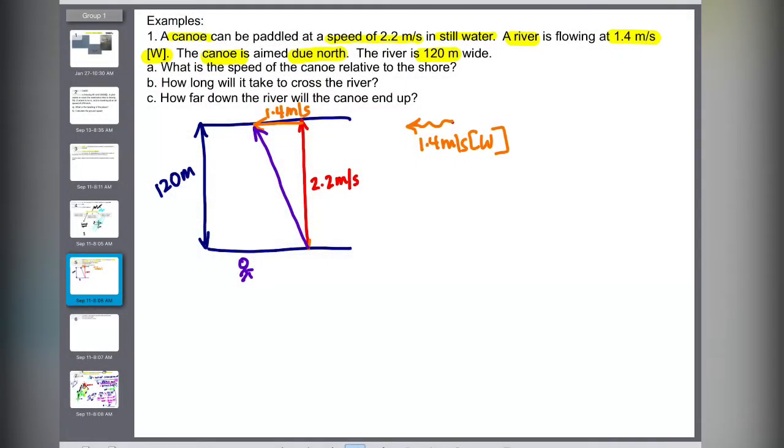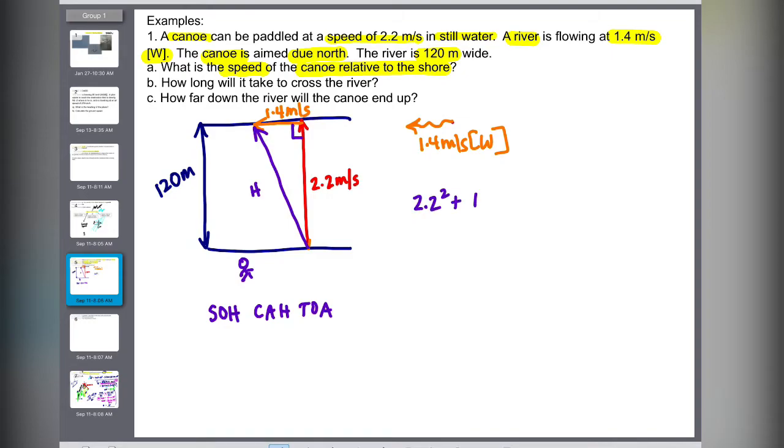Okay, so question A asks, what is the speed? So I need to find out what is the speed of the canoe relative to the shore. That means this purple one standing on the ground, basically finding the length of the purple. Because this is a right angle, do you see how I go from north to west? This is a right angle triangle, so I am allowed to use SOHCAHTOA.